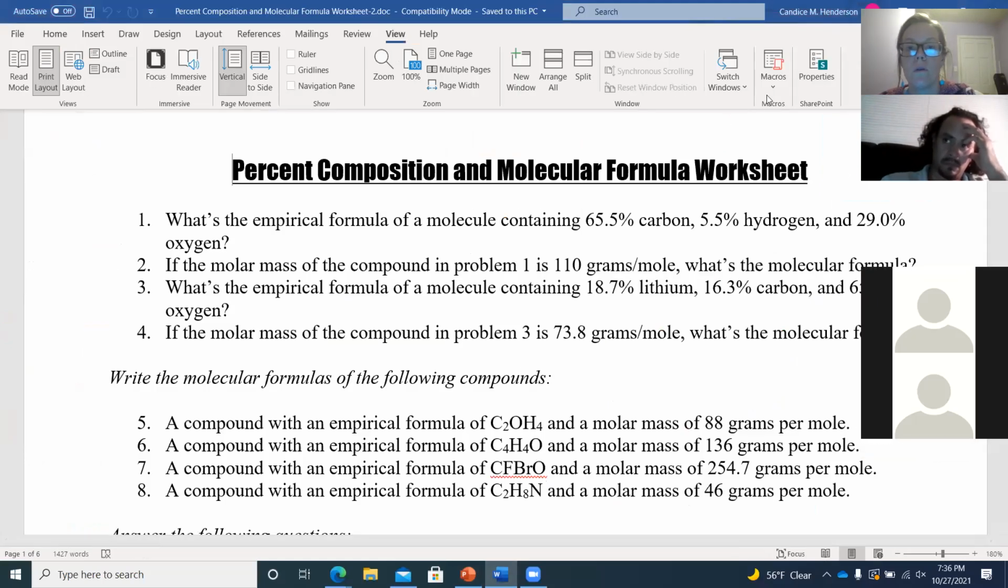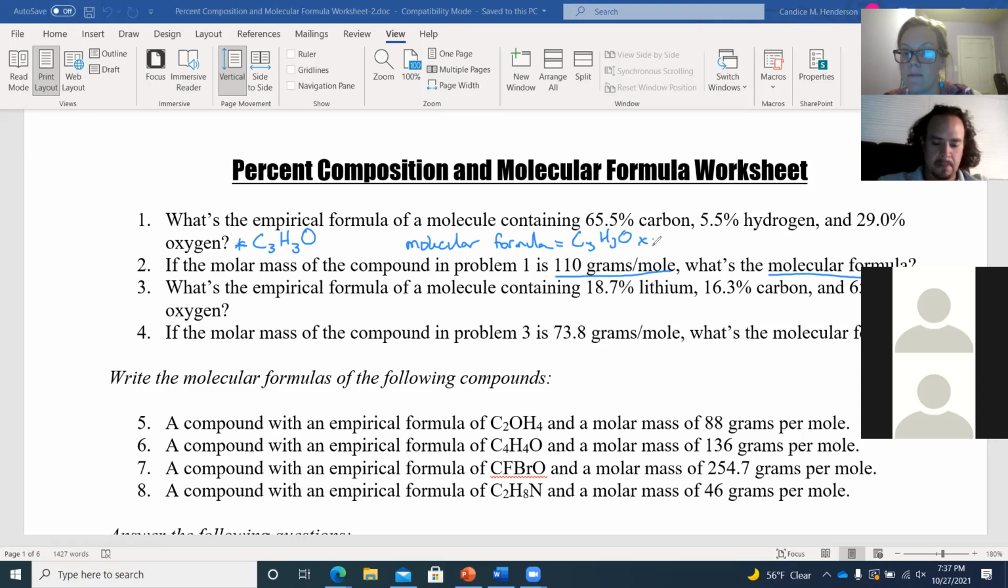Okay. So we had established for this thing that was 65.5% carbon, 5.5% hydrogen, 29% oxygen, that our formula was C3H3O. If the molar mass of the compound from number 1, so this thing here, is actually 110 grams per mole, what is the molecular formula? So our molecular formula needs to equal our empirical formula, in this case the C3H3O times some value N. I want you to figure out what N is. How many times bigger is it than the empirical? I'll give you 2 minutes for that.